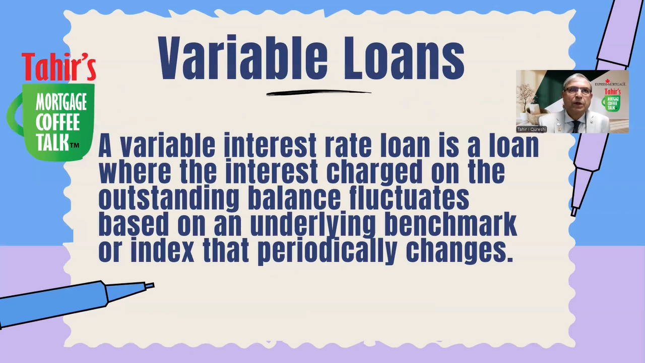So variable loans. What is a variable loan? A variable interest rate loan is a loan where the interest charged on the outstanding balance fluctuates based on an underlying benchmark or index that periodically changes. For example, anytime the Bank of Canada changes the key interest rate, the bank will also change, and your mortgage rate will be adjusted automatically. So this is why the variable has a benefit. It becomes more expensive if the interest rate is going up. The benefit is that right now the trend, which had gone up, is now going down. So this is a big difference in variable, okay?